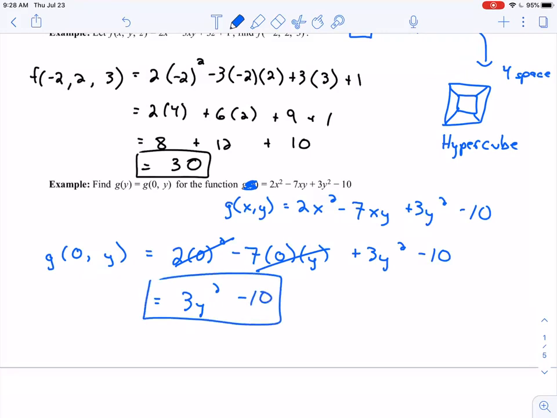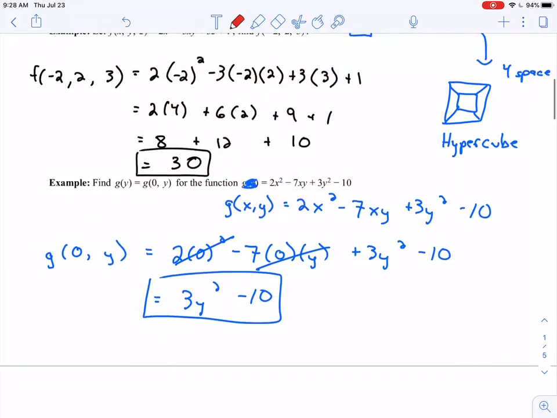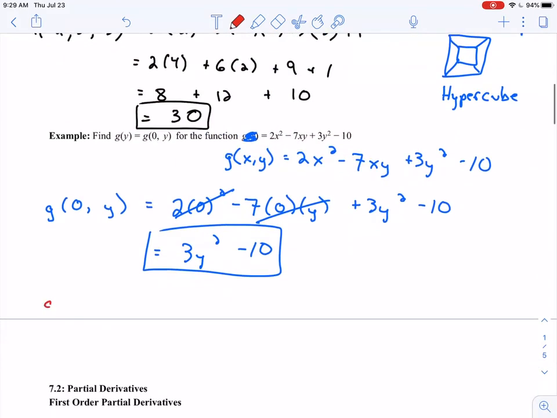We can also do other kind of unique things with these functions of 2 variables. So I might say, hey, I want to find g of y, comma y. And this means, hey, take y, plug that in for your x value. So let's actually see what that would look like, just because I think it's a neat question. Here, let's see, 2 times y squared minus 7 times x, which I'm going to plug in y, times y, plus 3y squared minus 10.